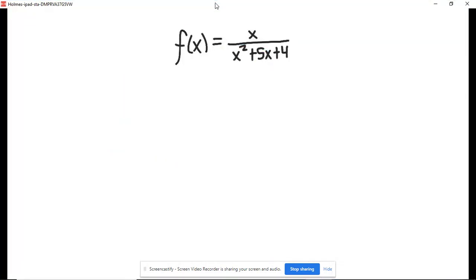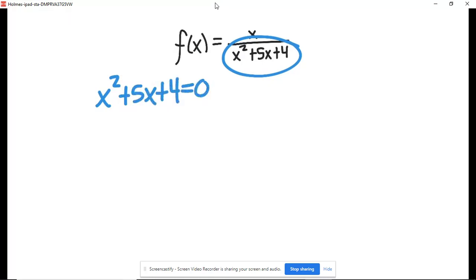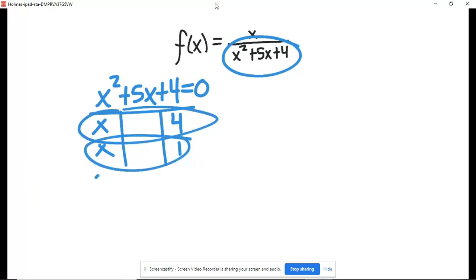Notice how the denominator here is a quadratic. So whenever we set the denominator equal to 0 to find our vertical asymptotes, we're solving one with two possible solutions, right? Because it's a quadratic, I'm going to do my 3 columns. I have 4 times 1, right? Notice how I can cross multiply, and when you cross multiply again, you get 1x and 4x, and that definitely adds up to 5x. So my factors here are x plus 4, x plus 1.